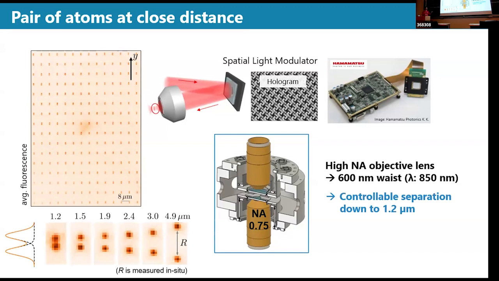pair of atoms, an array of pairs of atoms, and you can tune the distance between two atoms. The shortest distance is 1.2 micron. This is actually the record. This short distance is a level that we never achieved before this experiment.